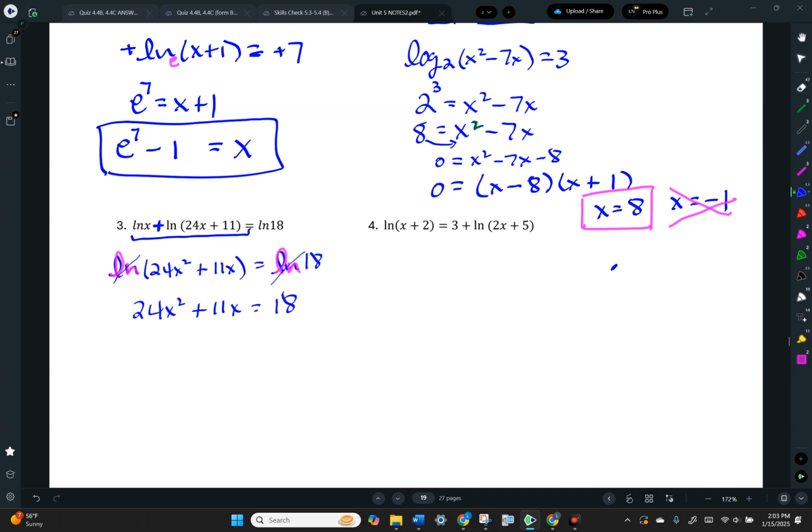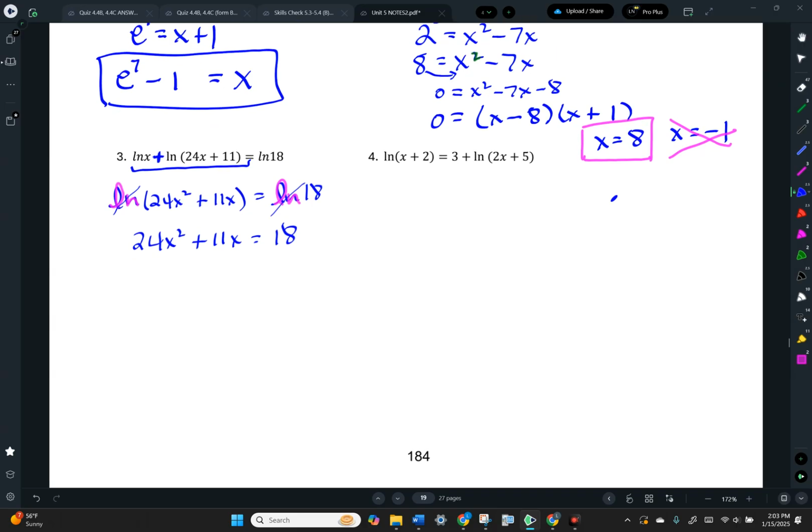Okay? So now, in order to solve, if there's an x squared, wouldn't you just try to set equal to 0 and factor? So 24x squared plus 11x minus 18 equals 0. Let's see, can I factor that? I don't know. I would start by thinking of 6 and 4. Now, there's no guarantee that's going to work. Let's see, for 18, could I use 6 and 3? No. 9 and 2? No. 18 and 1? No. So that means this can't be 6 and 4. So how about 8 and 3?